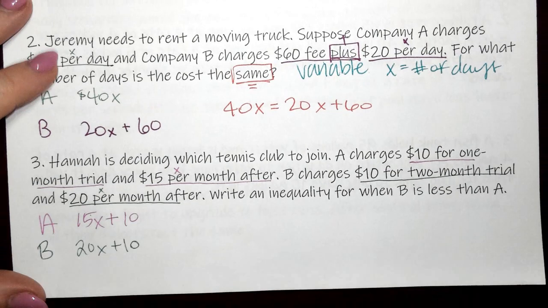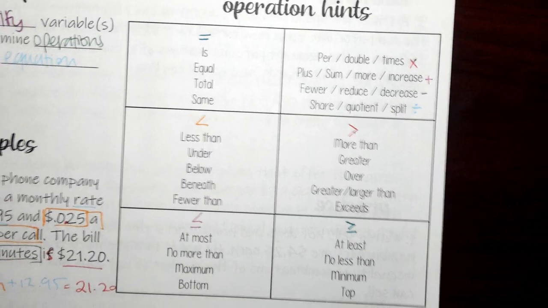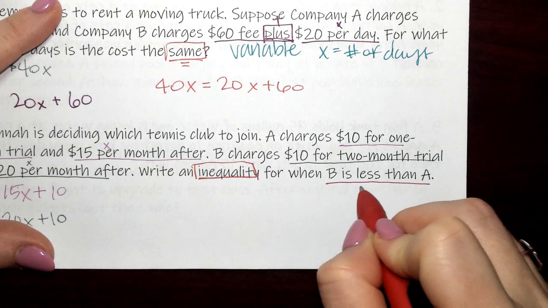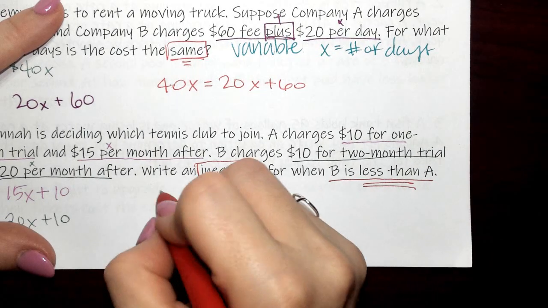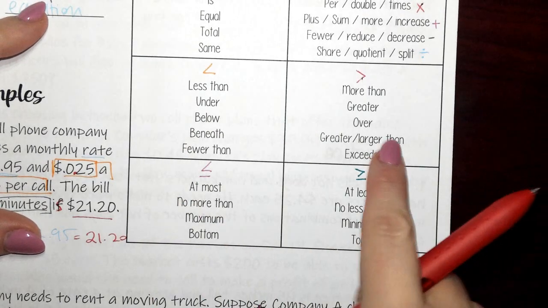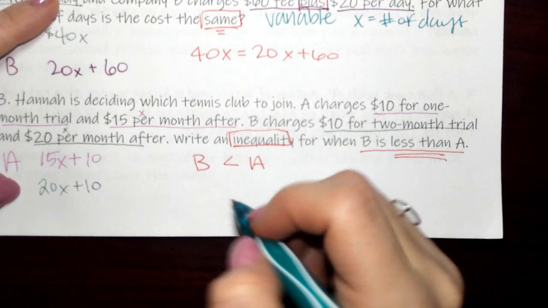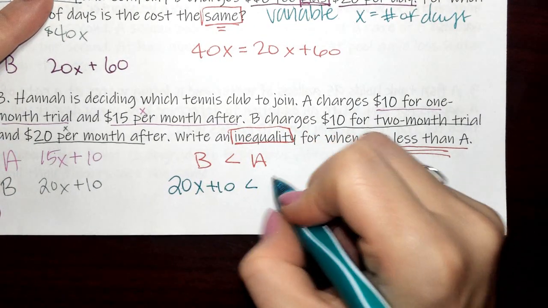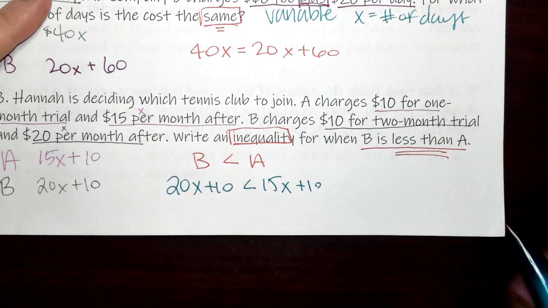Now, it tells you specifically to write an inequality, so we're going to be looking at one of these symbols when B is less than A. So we want B is less than A. I'm coming up here, which one is less than, so I'm going to use the less than symbol. So I'm going to set these like this. This is my B equation, 20x plus 10 less than 15x plus 10. That's all we're doing. All right, one more example.